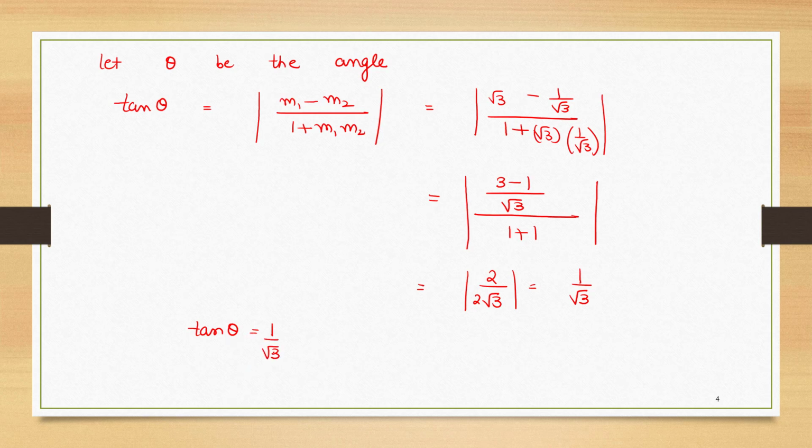And we get 1 by square root 3 in tan theta when, as per the trigonometric table, theta is 30 degrees or pi by 6.